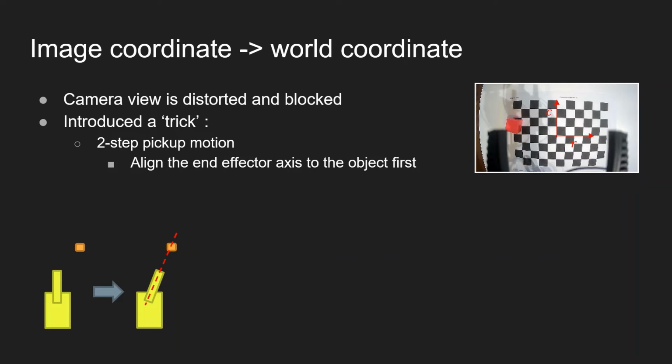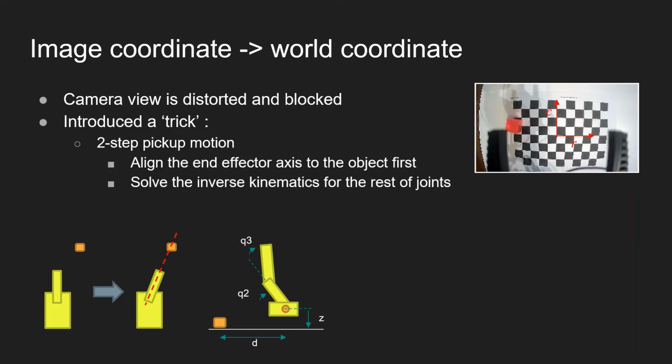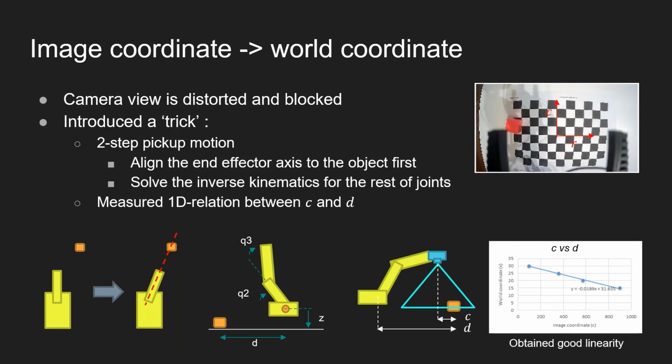First, the system aligns the end effector's axis to the object. Then it solves the inverse kinematics for the rest of the joints. That way, the system only requires the height z and one-dimensional distance d to solve the inverse kinematics. Then what is needed is one-dimensional calibration between the image coordinate c and distance d, and I obtained a good linearity.